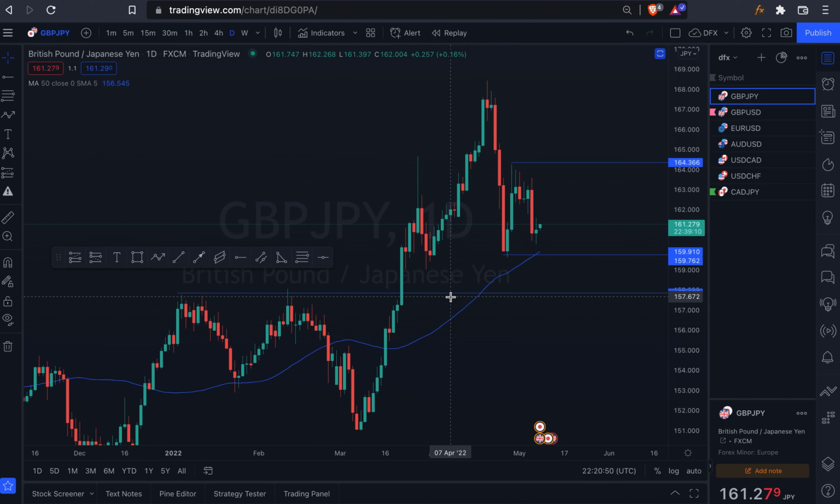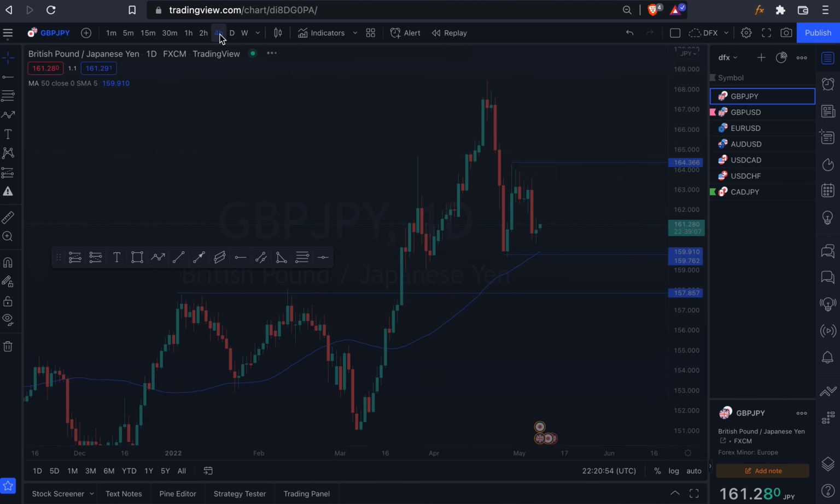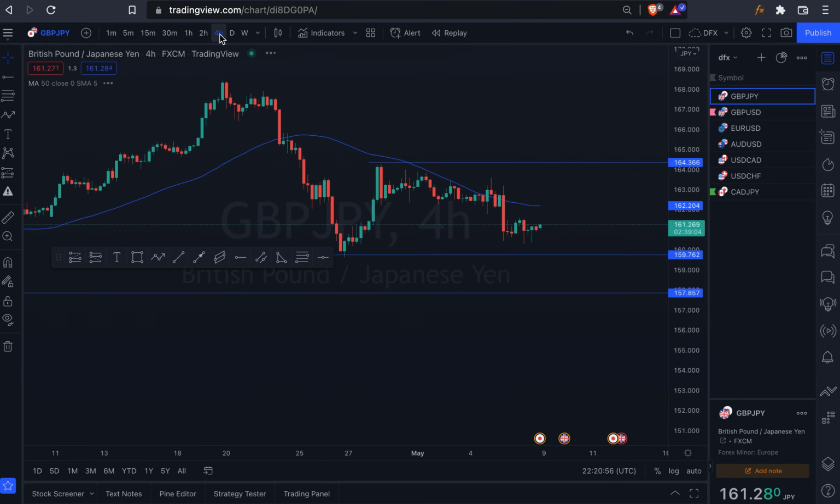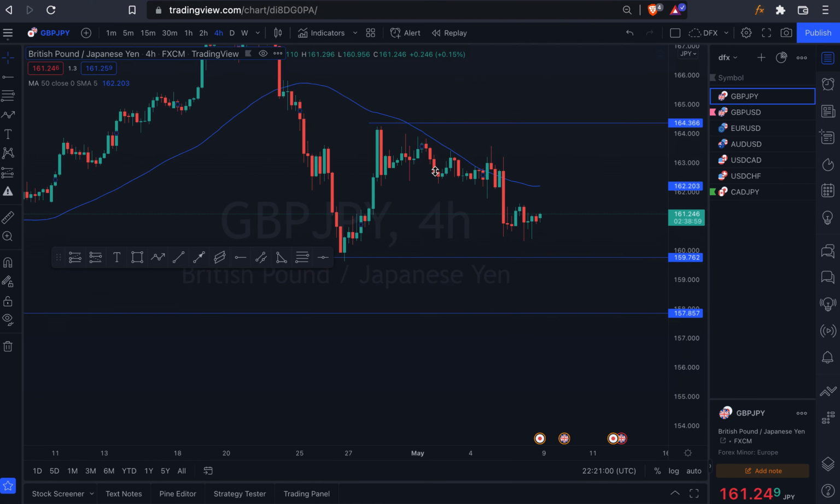Okay, so now let's go to the 4-hour. Okay, this is the 4-hour. So as you can see, with the 4-hour, price is telling us that we are in a very good downtrend. So let me just hide this here to get a bigger chart.